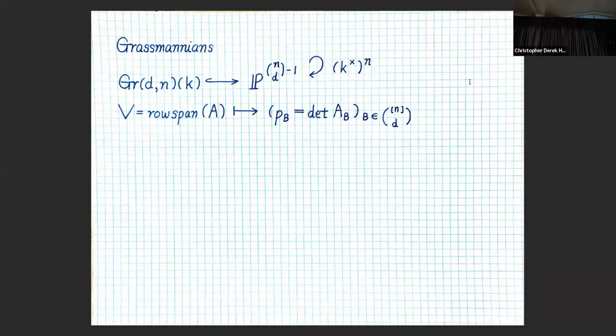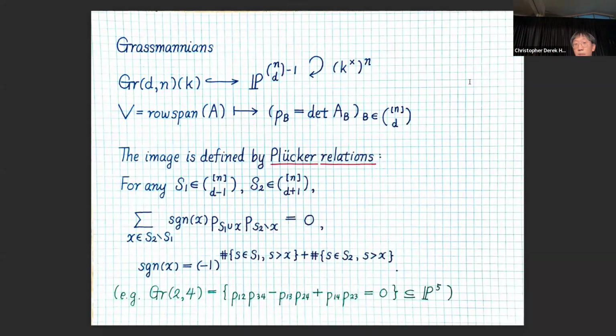So let's recall some basic facts about Grassmannians. What is the Grassmannian? The Grassmannian G(d,n) is the set of all d-dimensional subspaces of k^n, and it lives inside P to the n choose d. You send the row span of a matrix A to its so-called Plücker coordinates, with the maximal d by d minors, where B ranges over all d-element subsets of n. And the image is defined by the so-called Plücker relations.